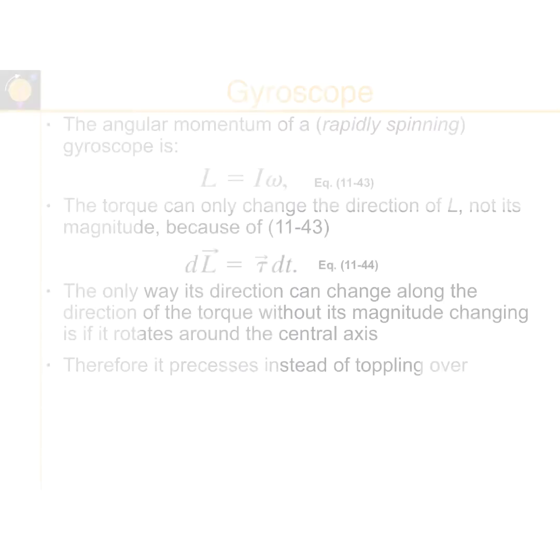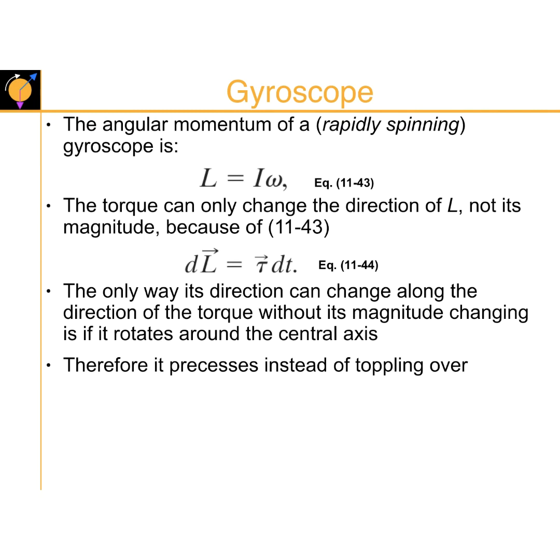I would do it for you in class if we could. You can show that the angular momentum of this rapidly spinning gyroscope is I omega, I times the angular velocity. And the torque can only change the direction of L, not its magnitude, because the torque is always perpendicular to L. And so basically what the torque does is it just makes the direction of the angular momentum slowly move around. It precesses instead of toppling over.